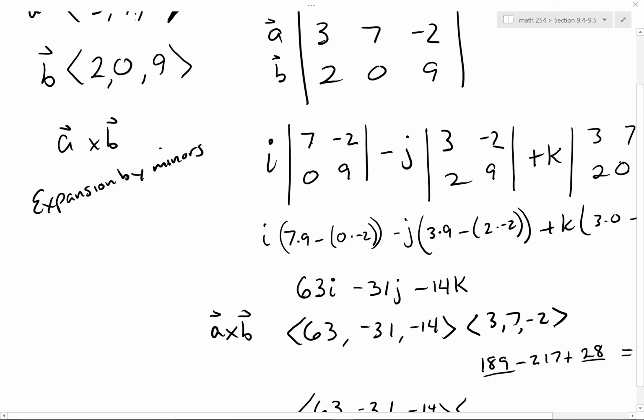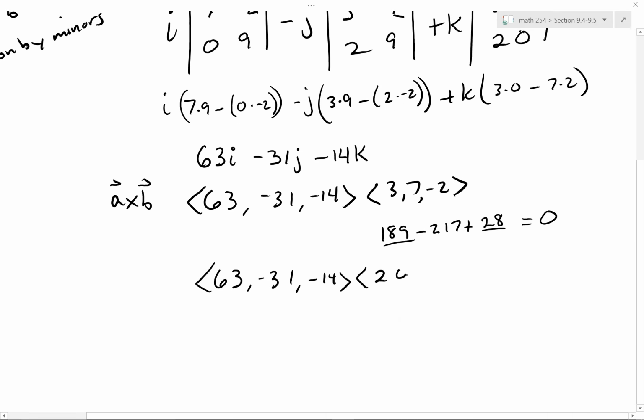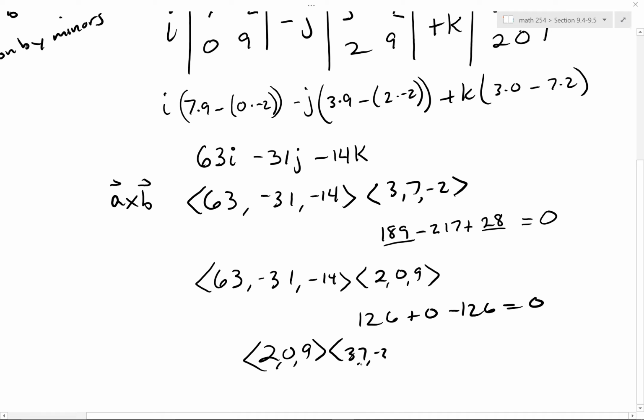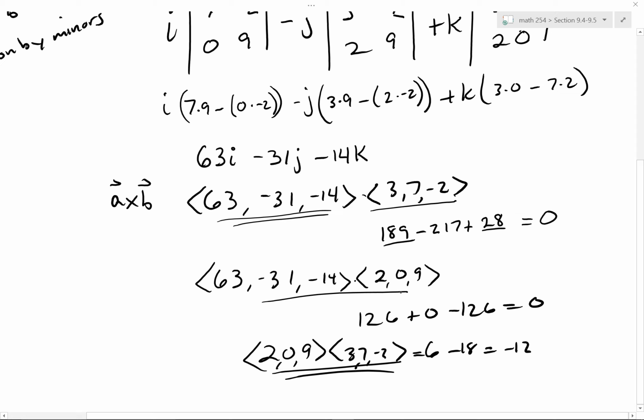It's also true for the other one. So 126 plus 0 minus 126 equals 0. Check. Notice, though, that 2, 0, 9 dot 3, 7, negative 2 does not equal 0 because it's 6 minus 18, which is equal to negative 12. So these two are not perpendicular, and that's okay. But A cross B is orthogonal to A. It's also orthogonal to B. Check.